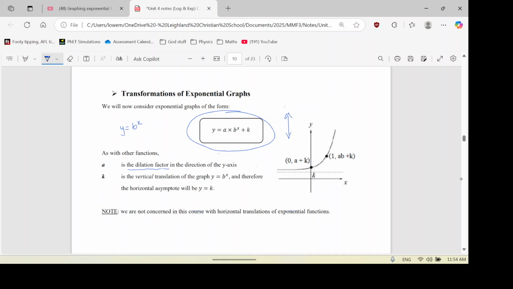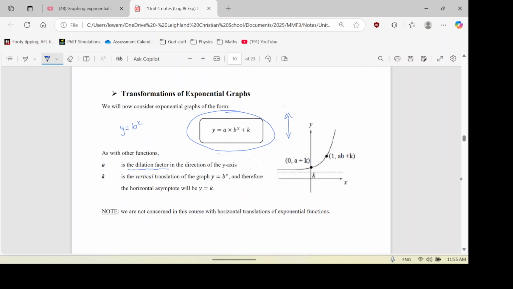Okay, so then we have k on the end here, which is referring to the vertical translation, similar to other functions you've seen. If we've got a positive value for k, then it's going to shift it up. Negative value for k is going to shift it down. And the effect that it has here is it's then going to change the value of the y-intercept. It's also going to change the value here when your x value is equal to 1.